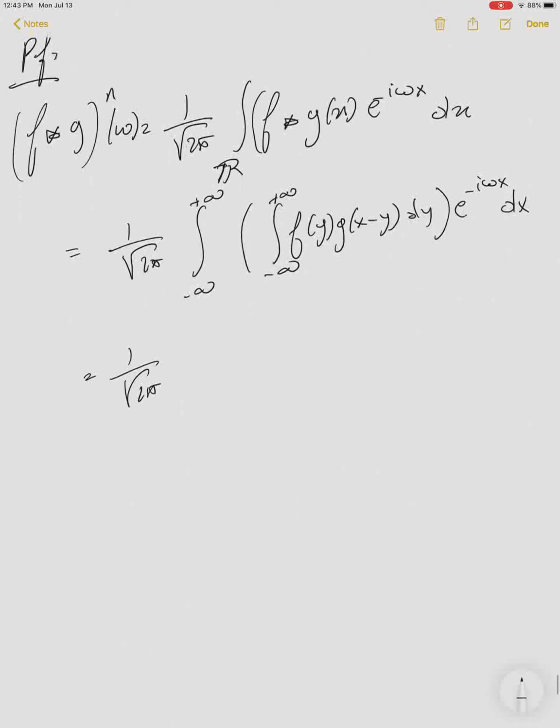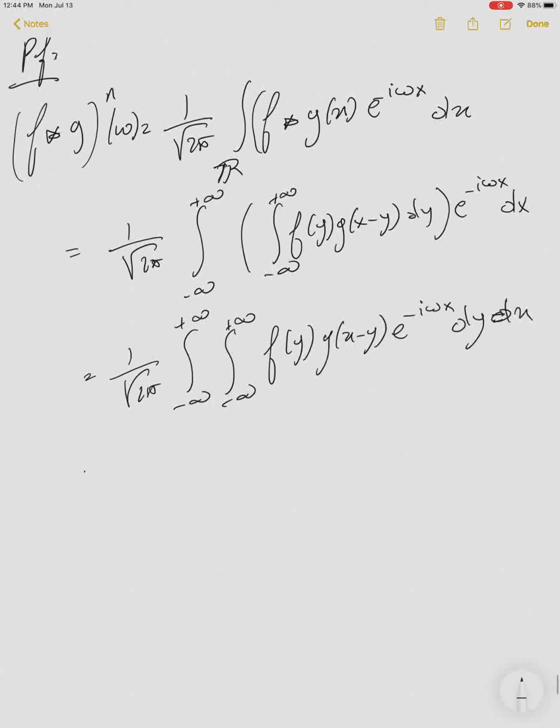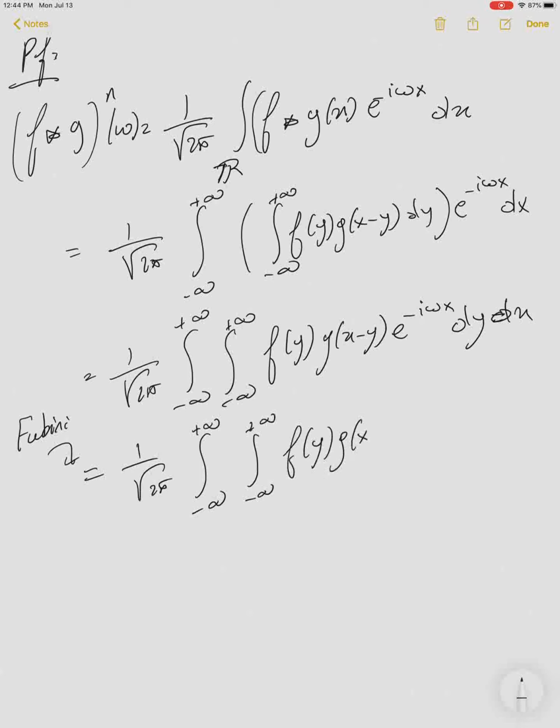And now this is equal to 1 over square root of 2 pi integral from minus infinity to positive infinity, integral from minus infinity to positive infinity. I'm using Fubini here. f of y g of x minus y e to the minus i omega x dy dx. And by Fubini, this is equal to 1 over square root of 2 pi. I will switch the order of the integral, minus infinity to positive infinity, minus infinity to positive infinity, of f of y, g of x minus y, e to the minus i omega x dx dy.